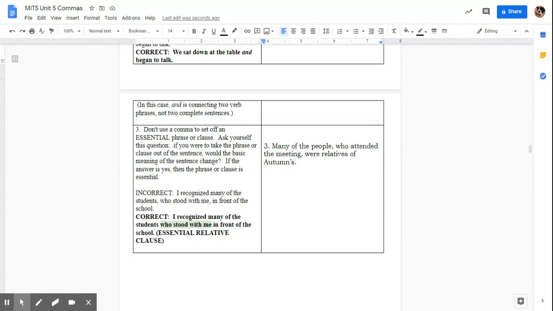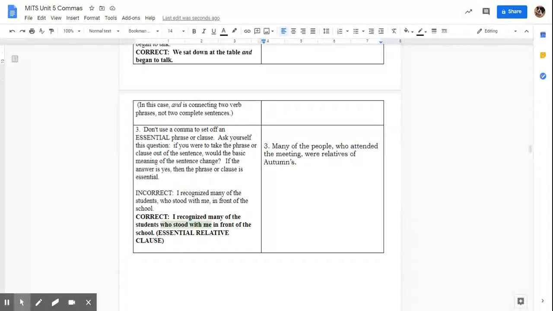And the last one, 3, don't use a comma to set off an essential phrase or clause. Ask yourself this question. If you were able to take the phrase or clause out of the sentence, would the basic meaning of the sentence change? If the answer is yes, then the phrase or clause is essential. Okay, let's look at the incorrect example. I recognized many of the students, who stood with me, in front of the school. So if we took this out, it would simply say I recognize many of the students in front of the school, but we don't know exactly which ones this person is referring to. So we would need to remove the commas as it is essential to the sentence.